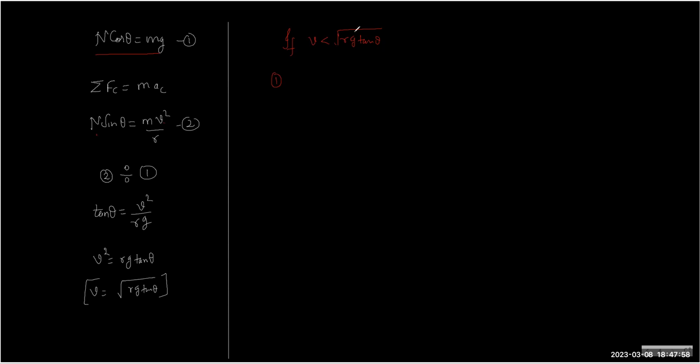So if I use, let's say, equation 2, n sin theta upon n into R. So basically, when you say V is less than under root of RG tan theta, you actually say that V square is less than RG tan theta. So you actually say that NR sin theta by M is less than RG tan theta, right? This is what you're saying indirectly.